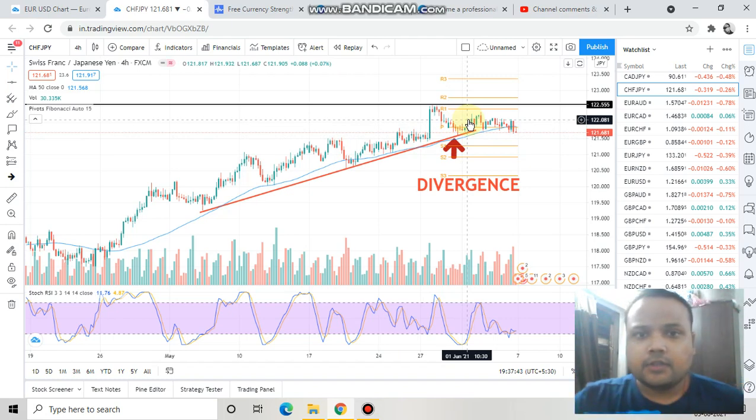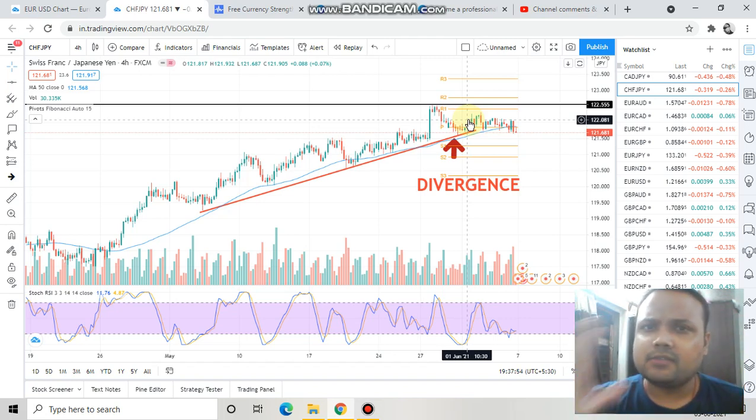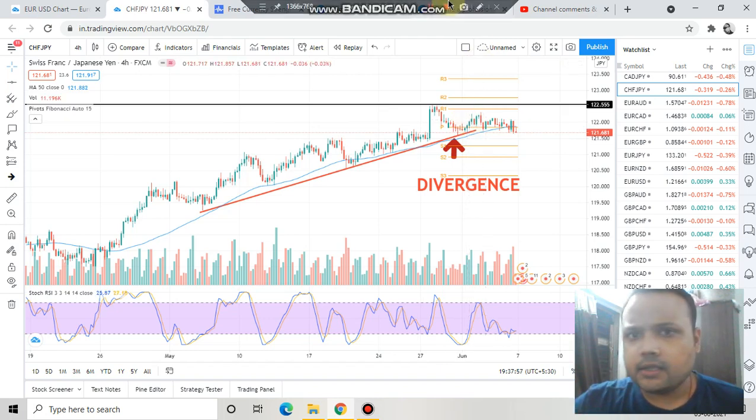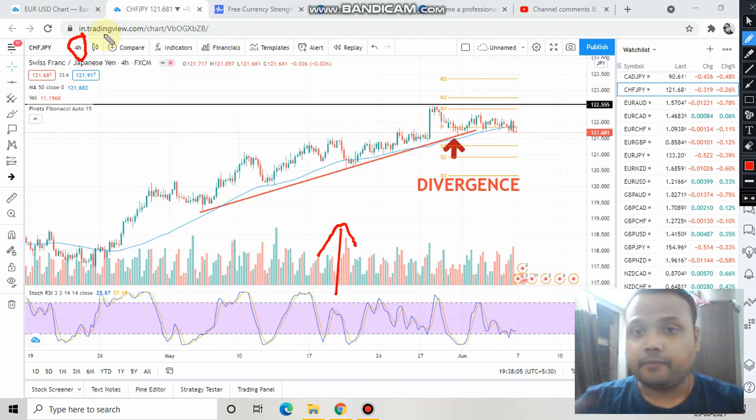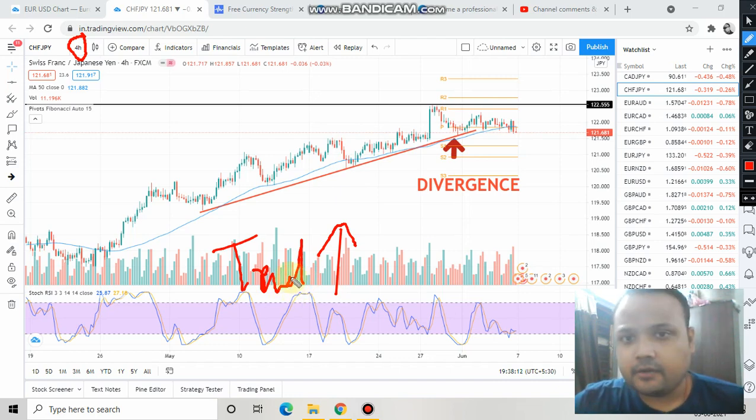What do we get if you look at the chart? We can see that overall the market is in a beautiful uptrend. The market is very bullish, and there is no doubt about it. I'm in the 4 hour time frame. So the first thing is that the trend is clear to us. The trend is towards the upside.